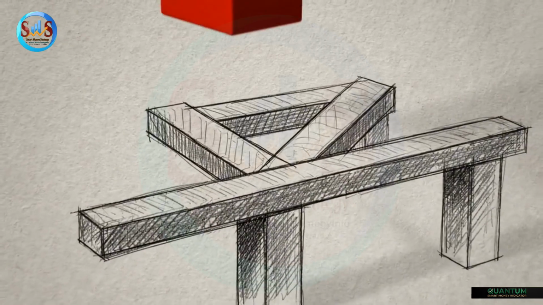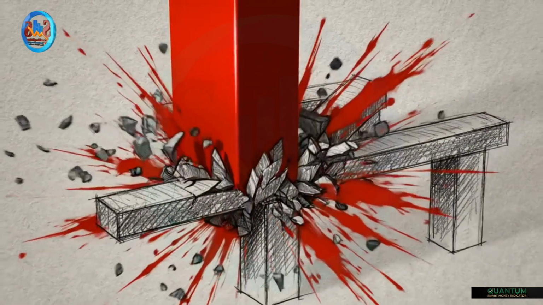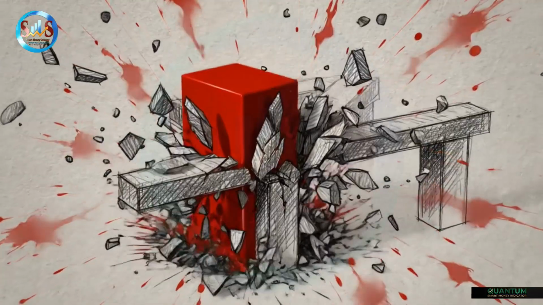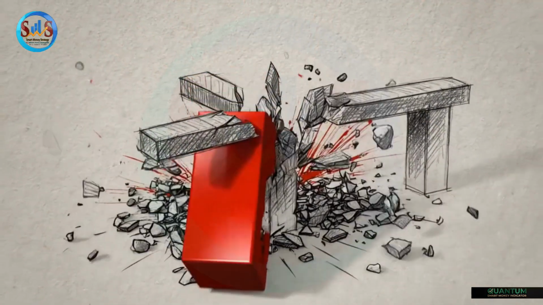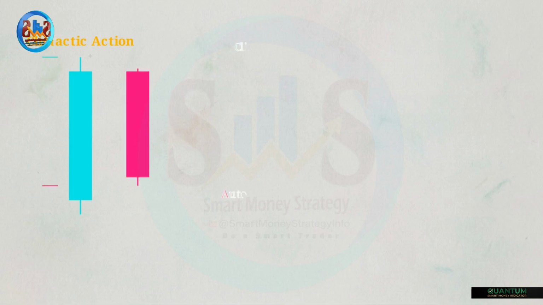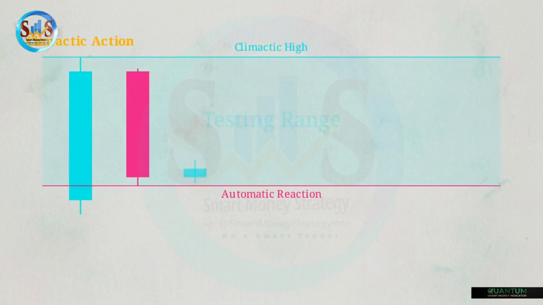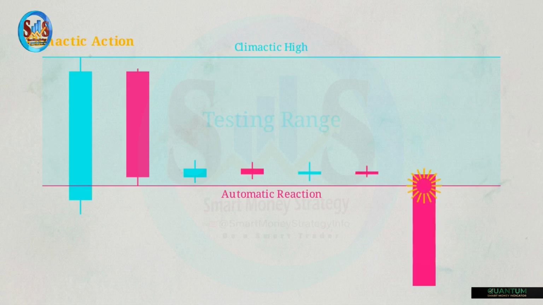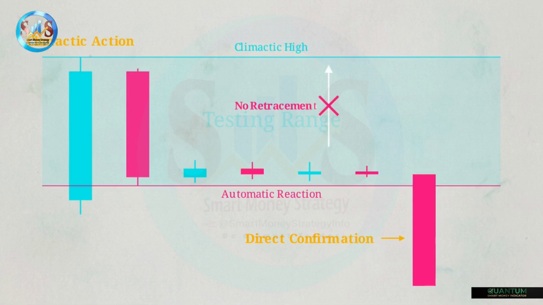Strategy number 1 is direct confirmation. This is the fastest, cleanest institutional execution model you will ever encounter. Notice the price action here. Institutions have completely filled their necessary quotas inside the climactic action bar. Because they require 0 additional liquidity, price drifts sideways briefly, then violently breaks downwards through the automatic reaction boundary without ever retracing near the upper extreme.